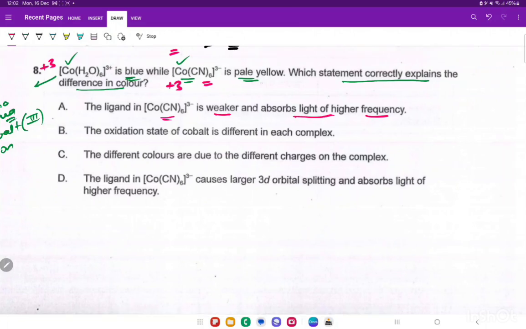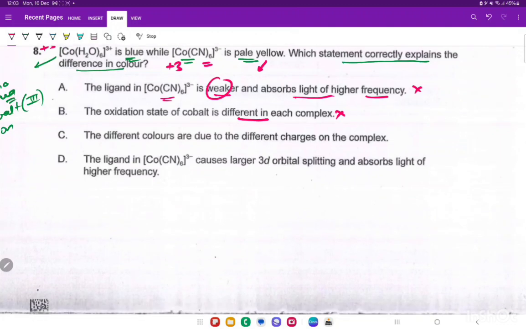Since CoN6 is pale yellow in color, it means it is absorbing light of lower frequency. The statement that it is weaker and absorbs light of higher frequency is wrong. Since it is the cyanide ion, it should absorb light of higher frequency because it is a strong field ligand. It is not a weaker ligand, it's a strong field ligand. It's wrong. The statement that the oxidation state of cobalt is different in each complex is also wrong.